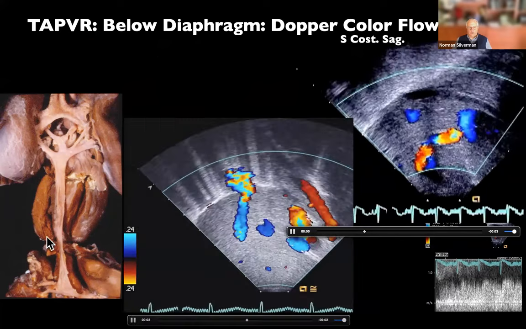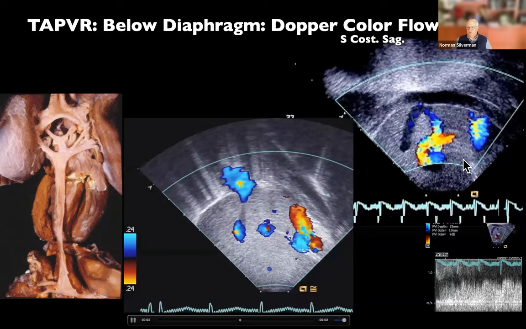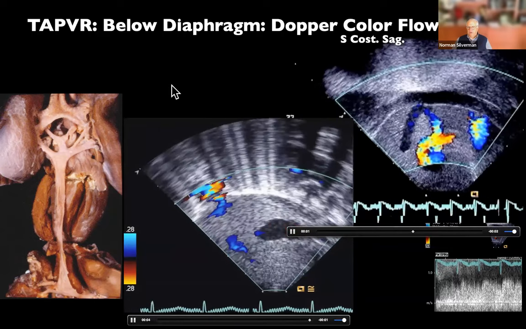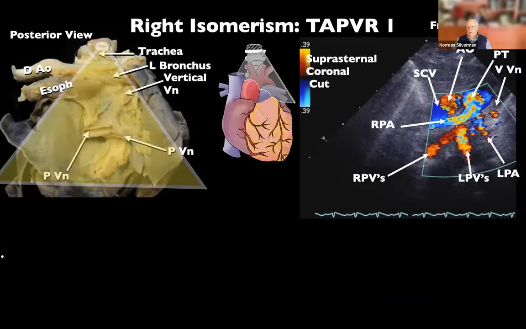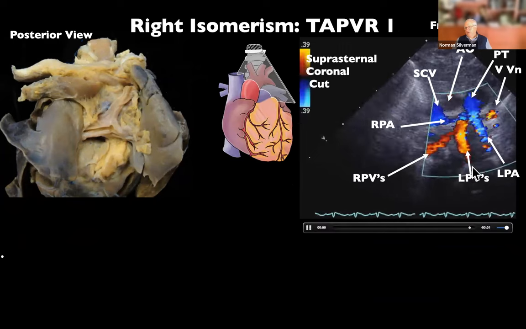And of course, obstruction can occur anywhere from the diaphragm through the confluence through into the liver, et cetera, et cetera. And then sometimes the veins go up, and here's a vertical vein going up, a dissection from the back, showing the pulmonary veins joining into a vertical vein and scooting over the heart. The esophagus and the descending aorta have been moved away from this so that you can see this.